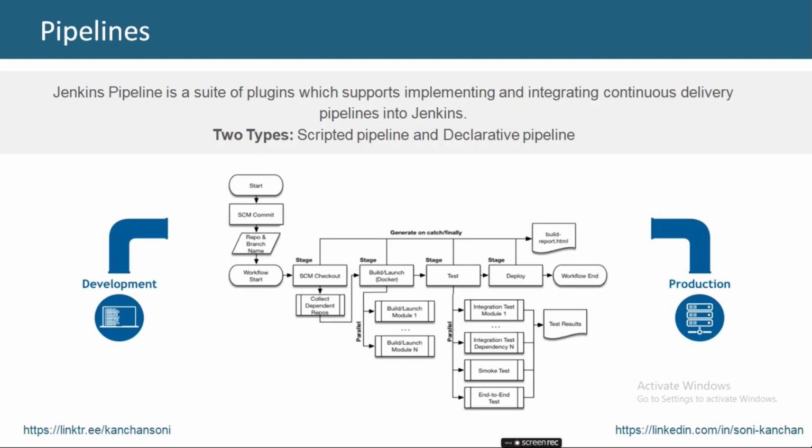So this slide is about the Jenkins pipeline. Jenkins pipeline is a suite of plugins which support implementing and integrating a continuous delivery pipeline into Jenkins. There are two types of pipelines available. The first one is scripted and the second one is declarative pipeline. So this is like a basic structure. I have kept this image which will show you the basic idea about how a pipeline works. Development happens on this side and production happens on this side, and this is the whole workflow of the Jenkins pipeline.